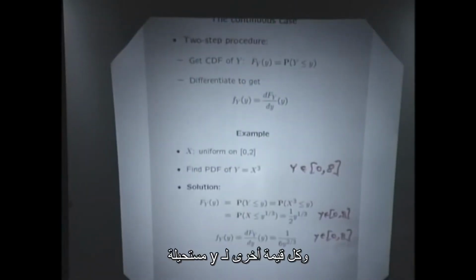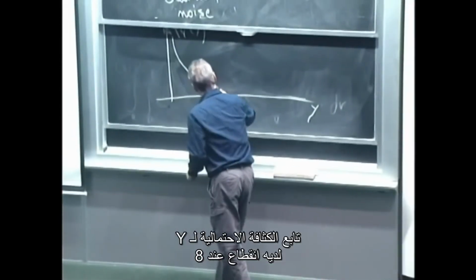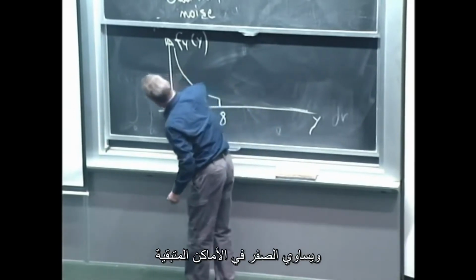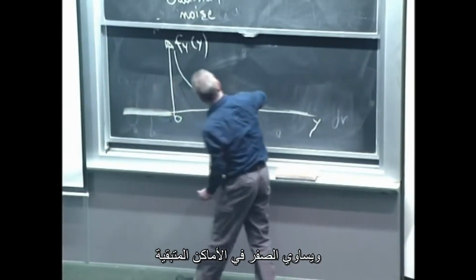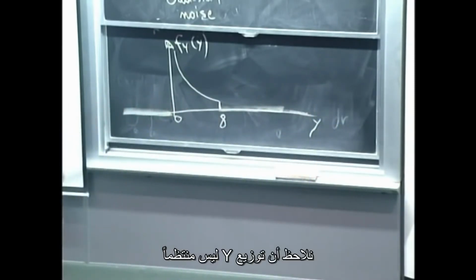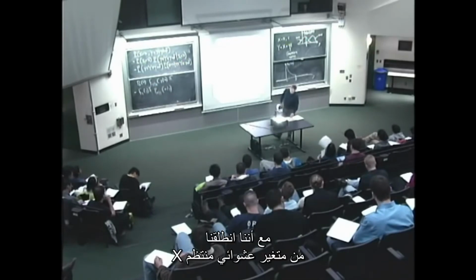And any other values of y are impossible, so they get 0 density. So to complete the picture here, the PDF of y has a cutoff at 8, and it's also 0 everywhere else. Okay. And one thing that we see is that the distribution of y is not uniform. Certain y's are more likely than others, even though we started with a uniform random variable x.